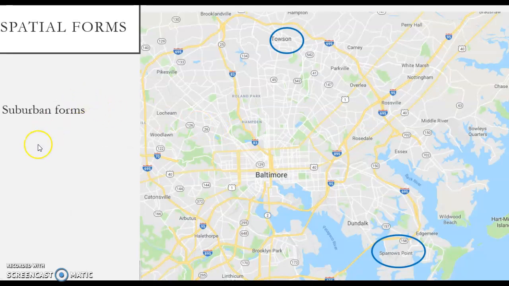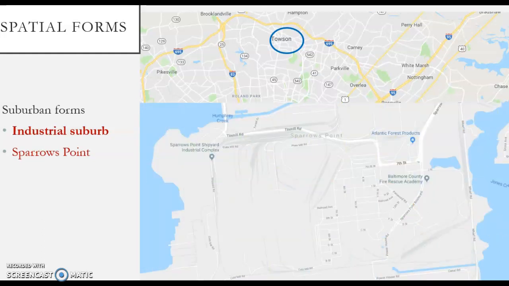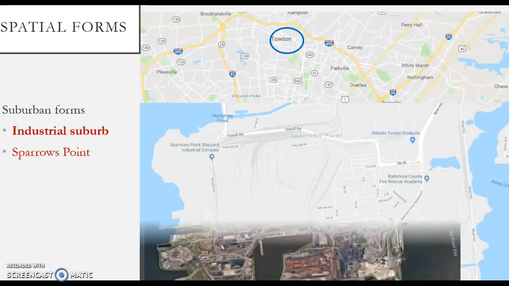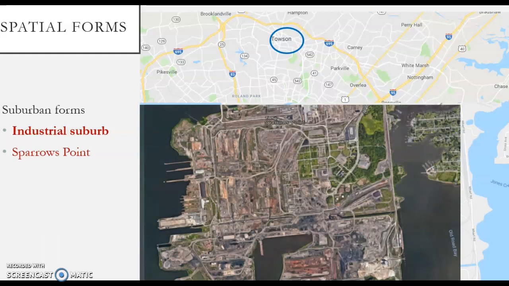The first spatial form that we're going to look at is known as an industrial suburb. And you can look at the map on your screen and see the location of Sparrows Point. Sparrows Point was home of a former steel mill. And if you look at Google Maps, you can still see the old street pattern. You can see the numbered and lettered streets on the right-hand side of this map cutout. Here's an overhead view of Sparrows Point, and today it doesn't look great. You can see where the former industry has left. But Sparrows Point today is being recreated as a warehouse and distribution hub.